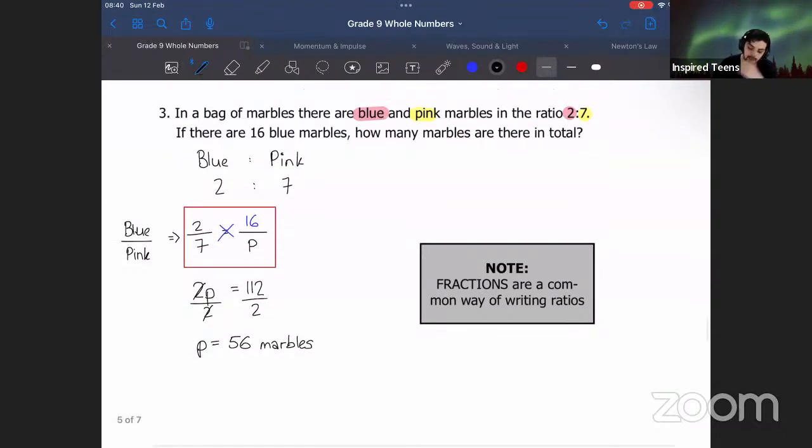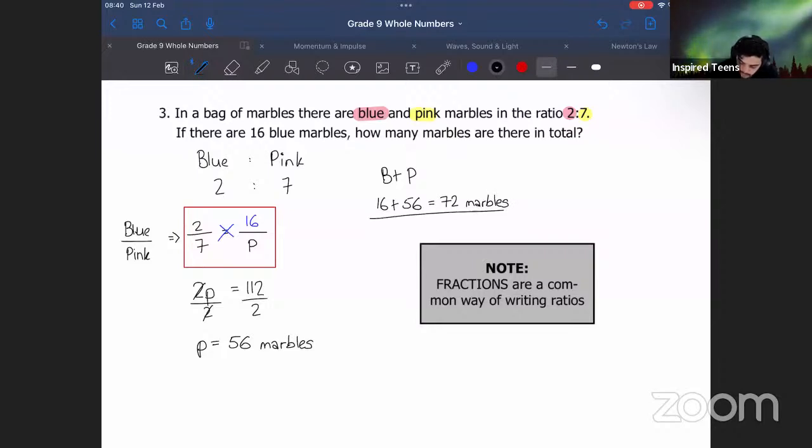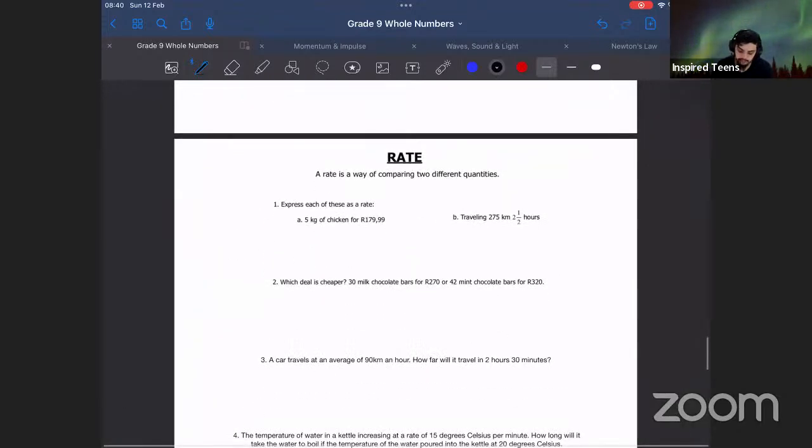The question was how many marbles are there in total? So we're going to say blue plus pink, which is 16 plus 56, and that's going to give us a total of 72 marbles. So important here is to understand fractions, and fractions are a great way of expressing ratios, especially when it comes to doing calculations.